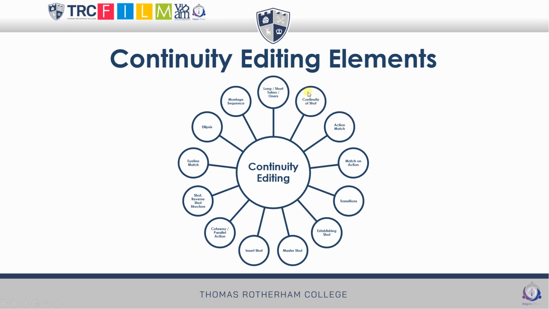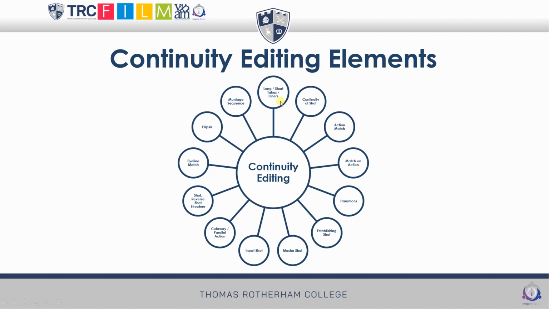And the fact that it should be invisible. Well, how do we make it invisible? We use common standard techniques like action matches and matching on action. Two very different things with confusingly similar names. We use transitions, and then we use different kinds of shot types like establishing shots and master shots and insert shots and cutaways and parallel action and shot reverse shot structures and eyeline matches. We create ellipses. We have montage sequences. So these are the basic tools of continuity editing.